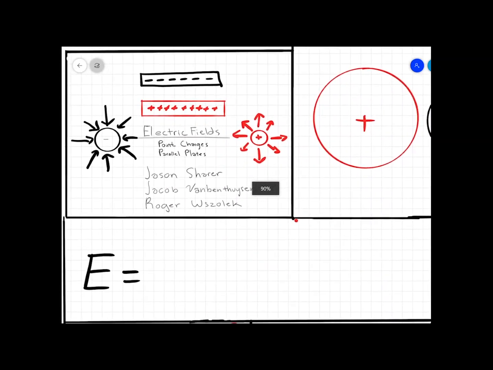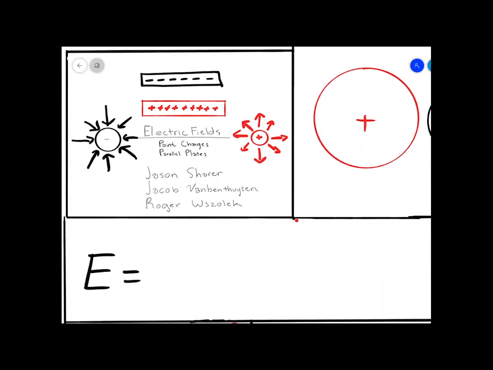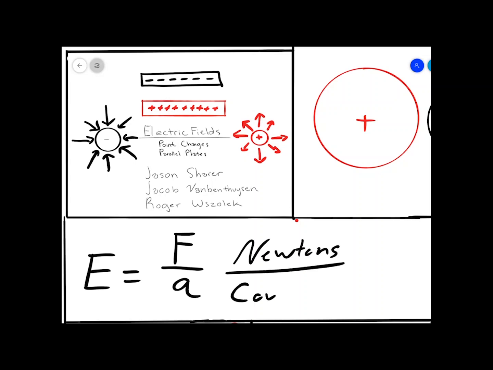Now we can model the strength of this electric field using the equation E is F divided by Q, with F being the force applied on a test charge and Q being the magnitude of that test charge. And this is measured in newtons per coulomb.